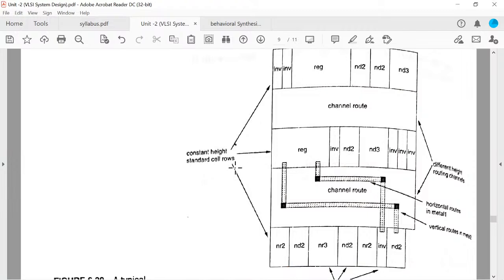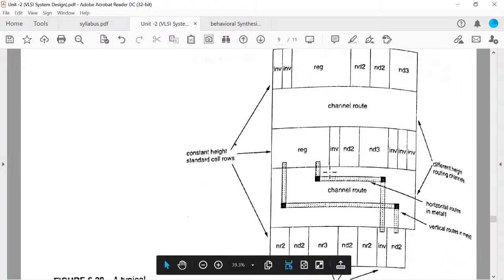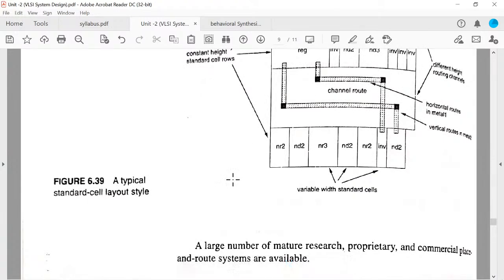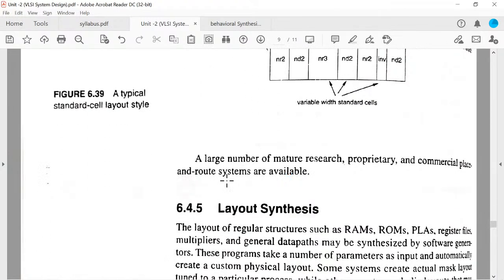So in the placement phase, first we situate all the different elements into a particular position in the integrated circuit. Then in the second phase, that is routing, we connect one element to another element. In this routing phase, you can easily see that here one register is connected with this inverter, here the ND2 is connected with this register. So this is all about the standard cell layout style.